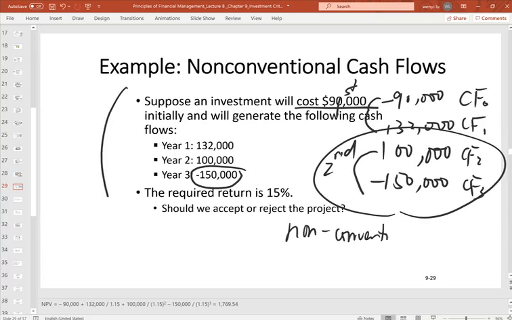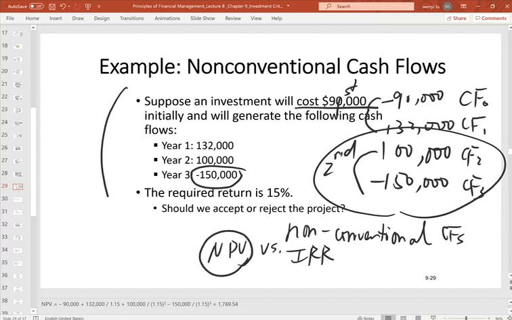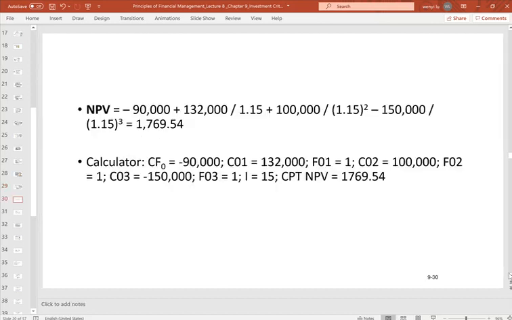non-conventional cash flow. In such a case, the NPV decision will be different from the IRR method's decision. So we will use NPV as the decision criterion. Let me show the details.